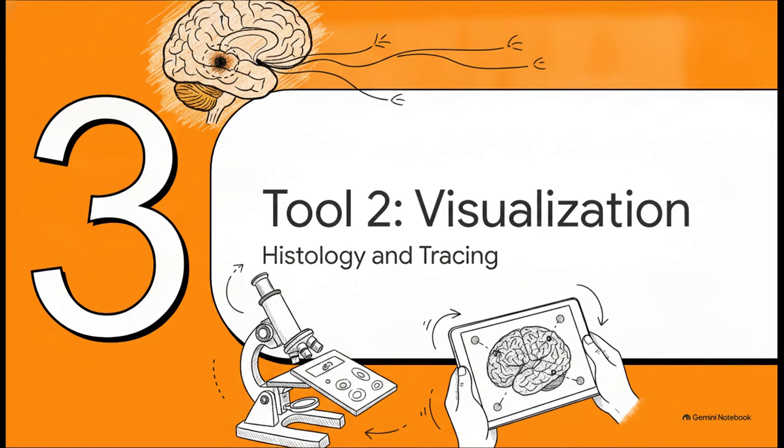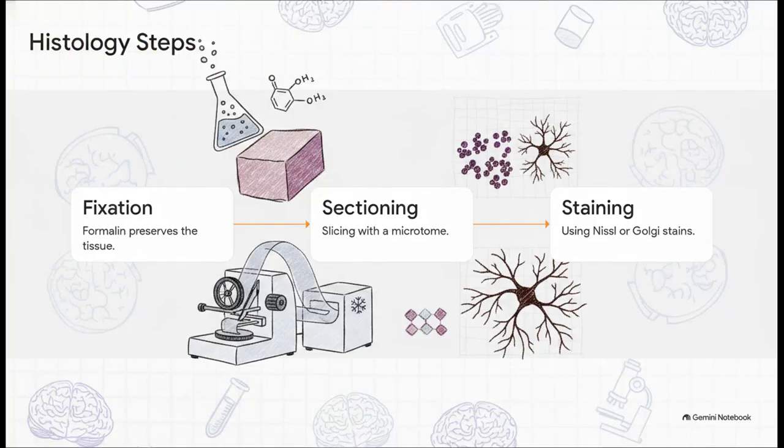Section 3. Tool 2. Visualization, histology, and tracing. Okay, so you've successfully targeted a region and tested a behavior. But in science, you have to verify your work. You have to literally see where your lesion actually ended up. And that brings us to Tool 2. To actually see these structures, scientists rely on a 3-step histological method to prepare the brain tissue. Step 1 is fixation. You've got to preserve the tissue with a fixative like formalin to stop autolysis and decomposition.